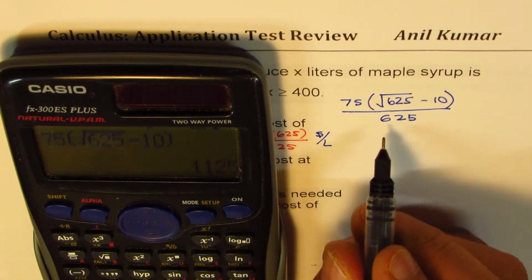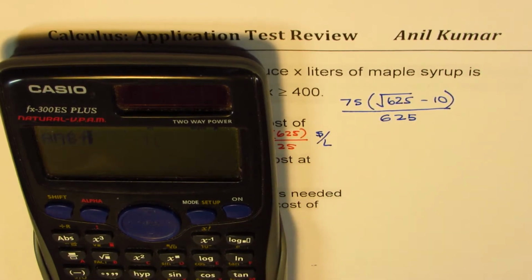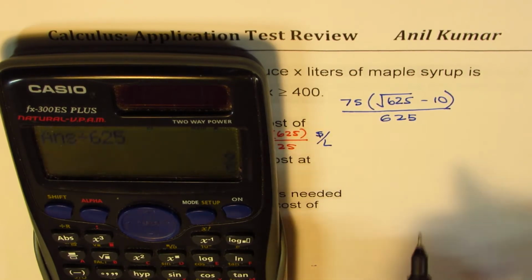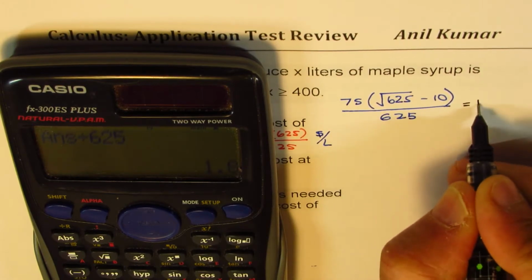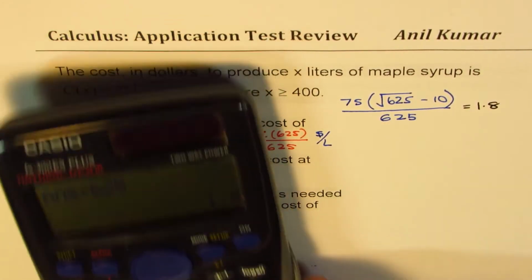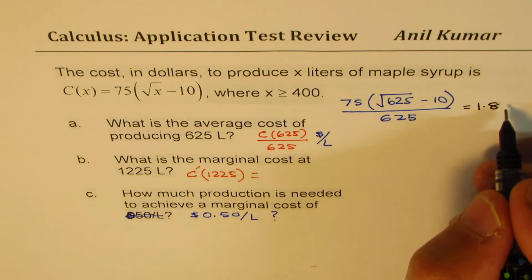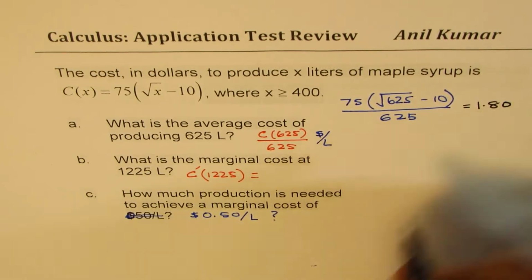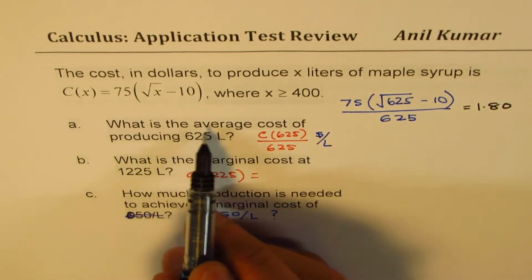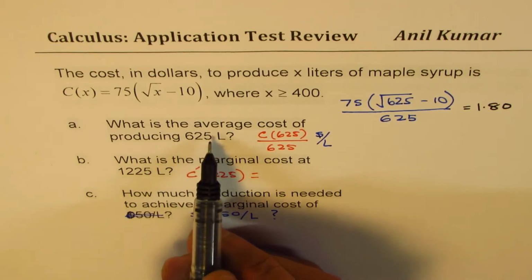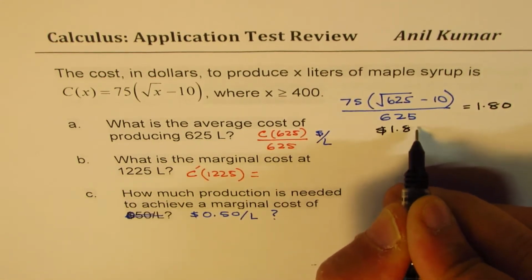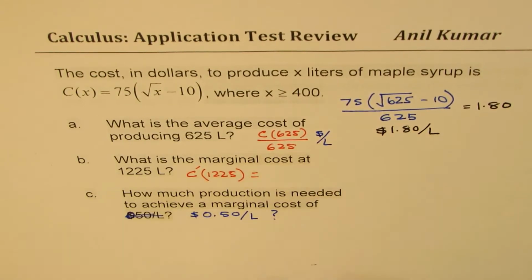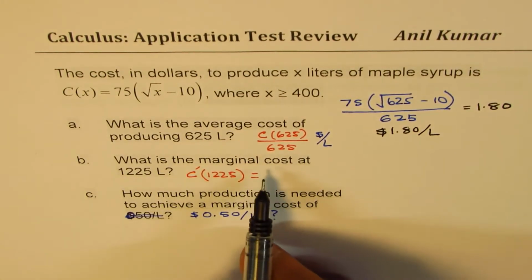We have to divide this by 625. So let's divide by 625 to get the average cost, which is 9 over 5. Change it to decimals. So we get 1.8. Correct? So units should be 1.80 dollars and cents. So average cost of producing 625 liters is $1.80 per liter. Okay.